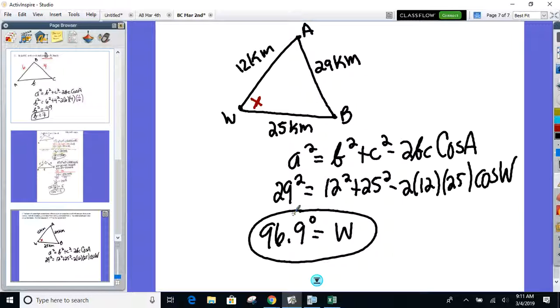All right, 96.9 degrees. Tonight's homework should be strictly law of cosines. Tomorrow, what we're going to do is I'm just going to throw up a triangle and say, what do you got enough info for, sines or cosines? All right, that's tomorrow.